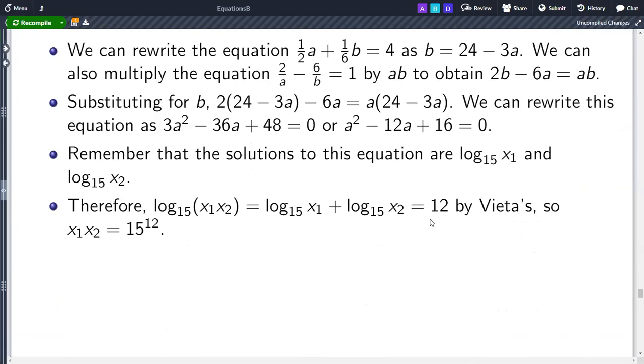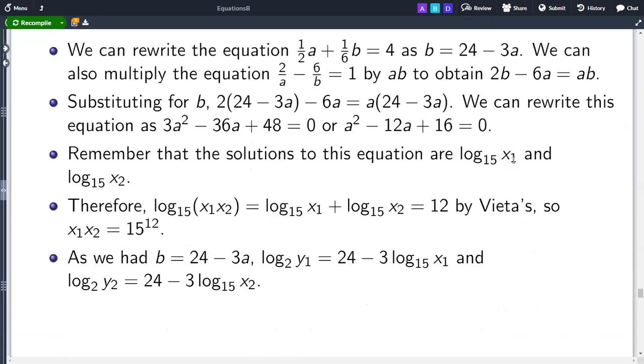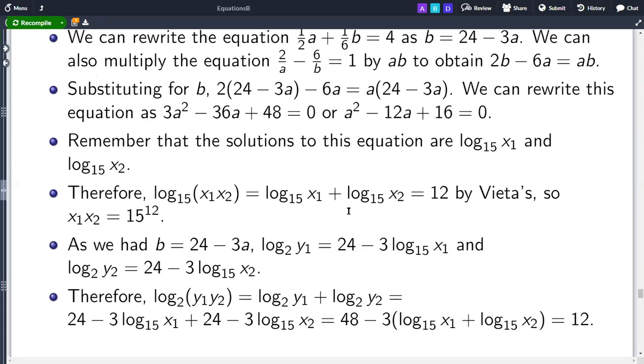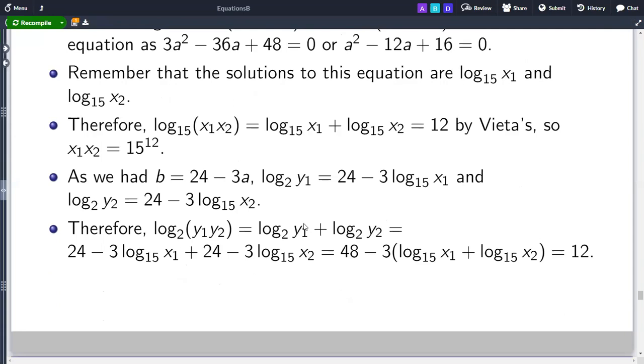We had the substitution b is 24 minus 3a, so we can write that for both. Log base 2 of y1 is 24 minus 3 times log base 15 of x1, and the same thing for y2. We can use the same logarithm property to find y1 times y2. After we substitute, that's equal to 48 minus 3 times the sum of log base 15 of x1 plus log base 15 of x2. That's 48 minus 3 times 12, so that's 12. So y1 y2 is 2 to the 12th.